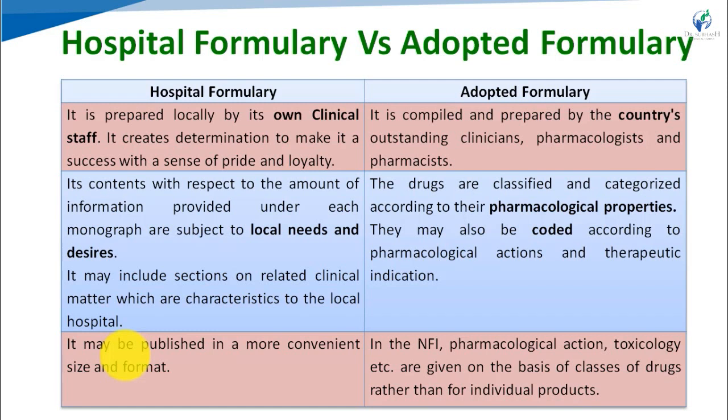Whereas in the case of the adopted formulary, in the N.F.I., the pharmacological action and toxicology are given on the basis of classes of drugs rather than for individual products. So that's why the list will be more lengthy, or we can say more and more drugs will be included, so it will be bigger in size. So these are the differences we can consider between the hospital formulary and the adopted formulary. Here, as an adopted formulary, we can use the N.F.I. directly, or we can also use another drug list that is given by the state government.